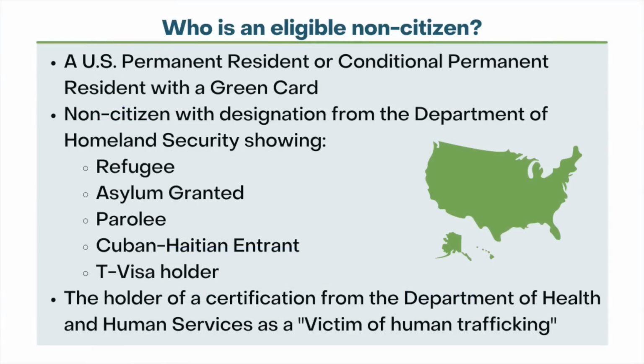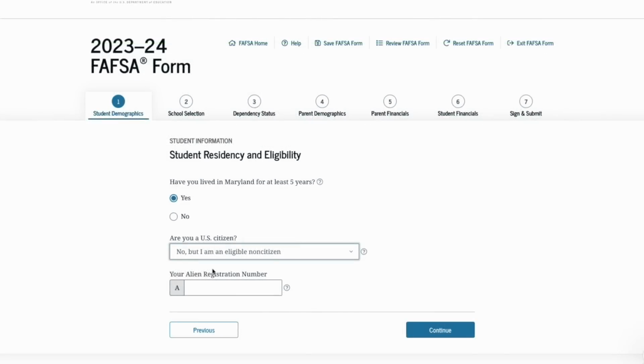Here is a summary of eligible non-citizens, but you can also use the question mark button next to the drop-down to read more about that directly on the FAFSA website. If the student is an eligible non-citizen, they will be required to enter their alien registration number at this point.